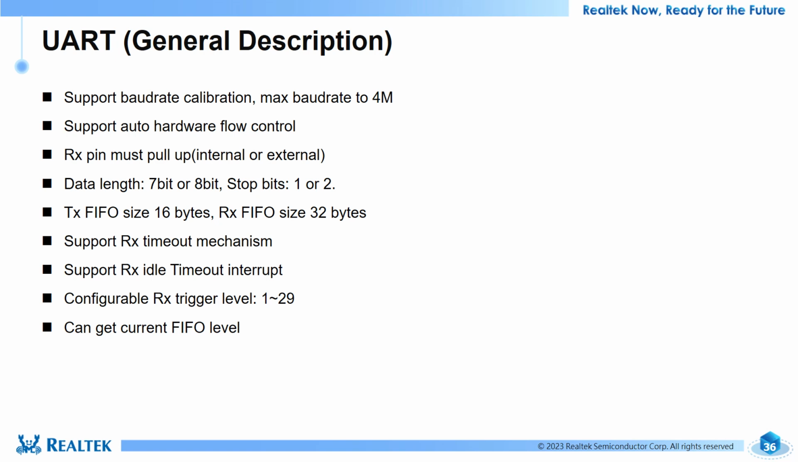The TX FIFO size is 16 bytes, and the RX FIFO size is 32 bytes. It supports RX timeout mechanism and RX idle timeout interrupt. RX trigger level can be configured from 1 to 29. The FIFO level during transfer can be obtained.